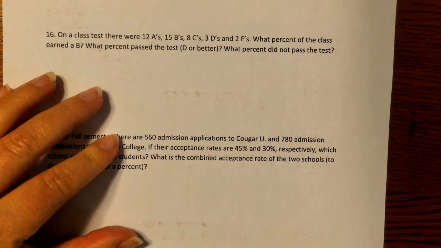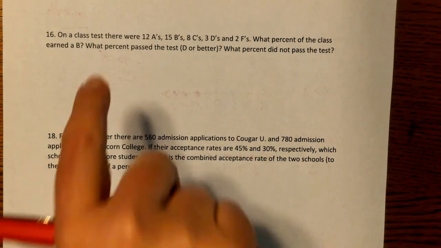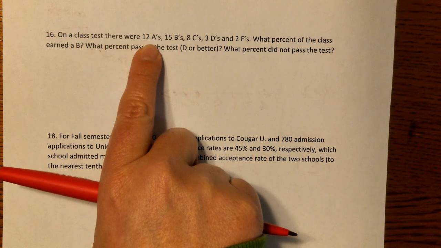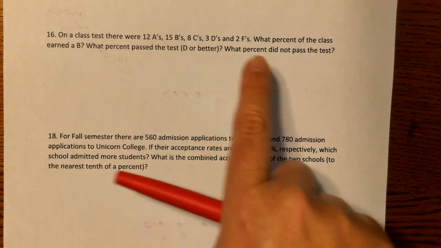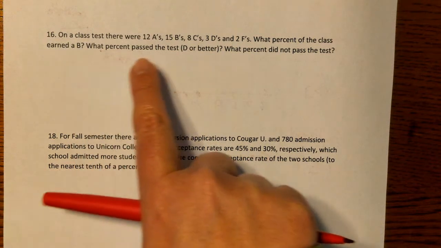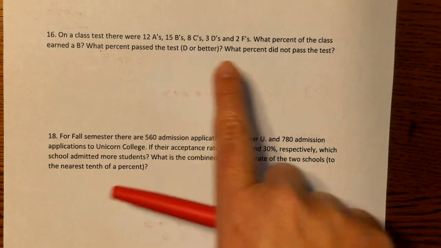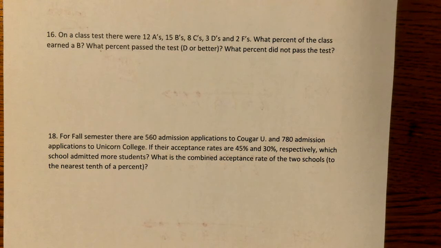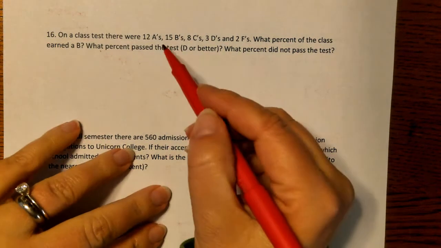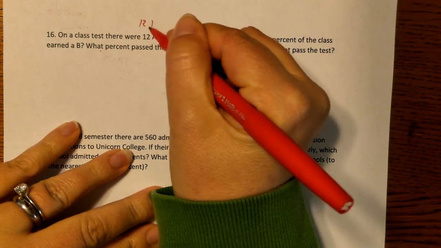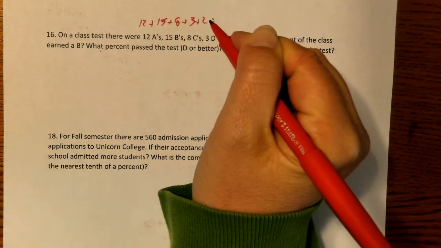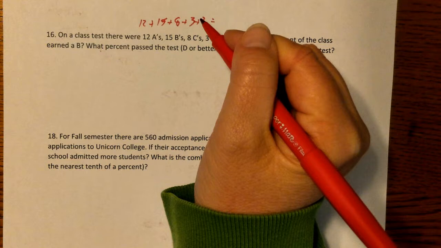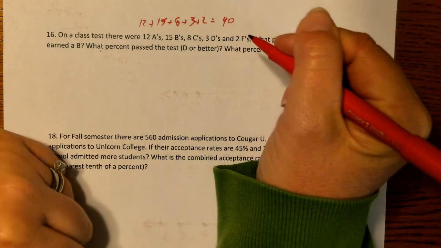Number 16 on the back here, next page. On a class test, there were 12 A's, 15 B's, 8 C's, 3 D's, and 2 F's. What percent of the class earned a B? What percent passed the test with a D or better? And what percent did not pass? Okay, first of all, let's see how many people are in this class. If we add up 12, 15, 8, 3, and 2, we get a total of 40. 40 people are in the class.